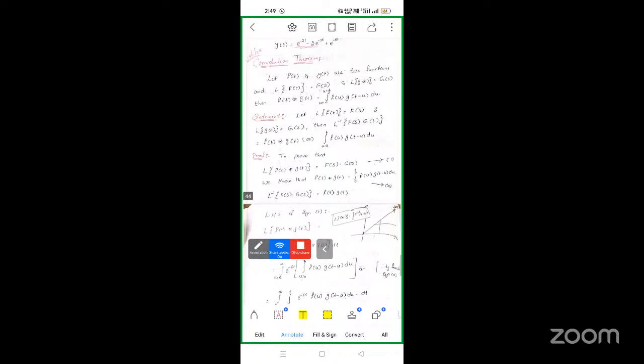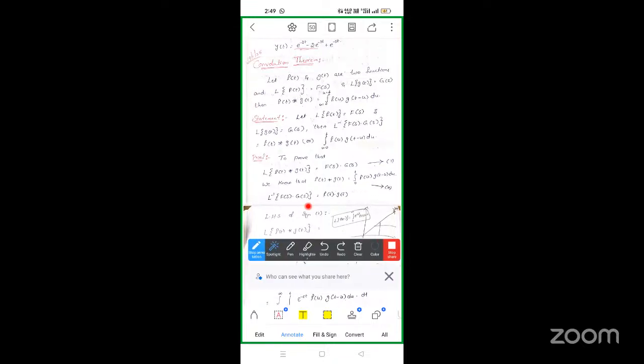So once again, the theorem statement: f of t and g of t are two functions, and L of f of t is equal to F of s, and L of g of t is equal to G of s. Then f of t star g of t is equal to the integration from 0 to t of f of u into g of t minus u into du. So this is the convolution statement.